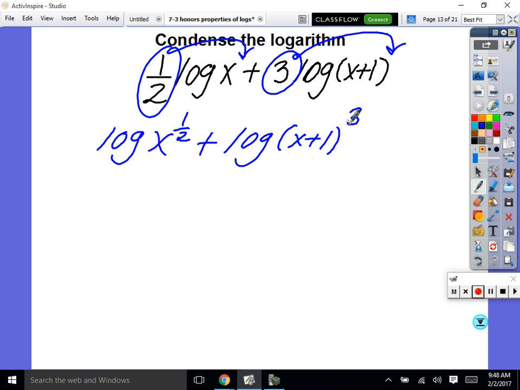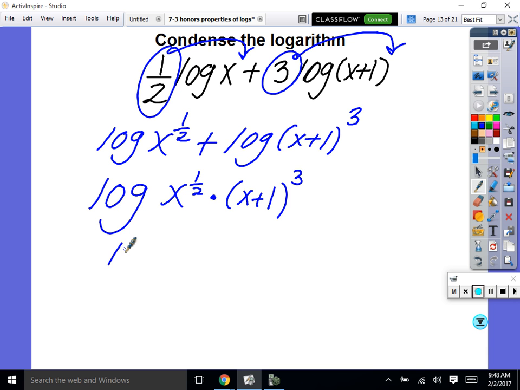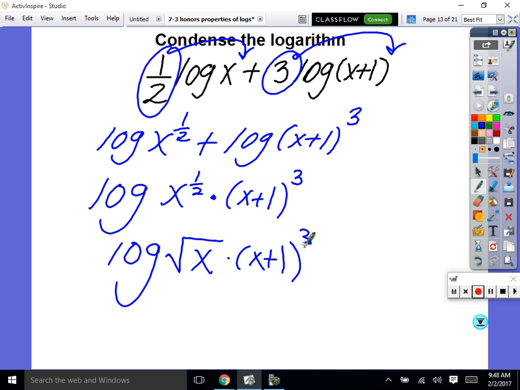So now when you multiply, you add. So when you add, you multiply, right? So we're going to rewrite this since they're both log to the base 10. We can put this as one log to the base 10, and it's going to be x to the 1/2 times x plus 1 to the 3rd power. Now, anytime we have a fractional exponent, you will want to rewrite it as a radical as your final answer. So our last step would be saying log of the square root of x times x plus 1 to the 3rd power. So that's all trapped inside the log now. That would be our final answer.